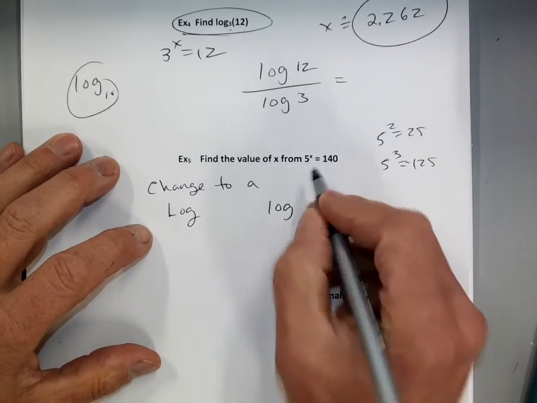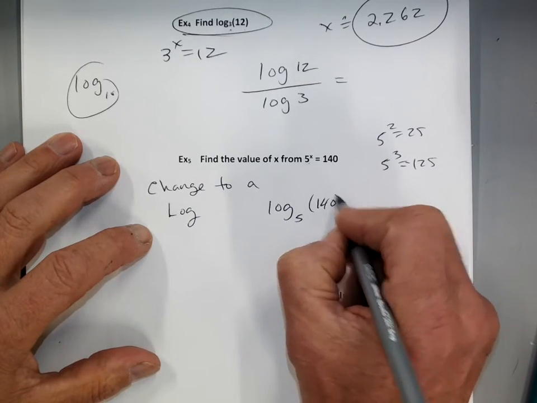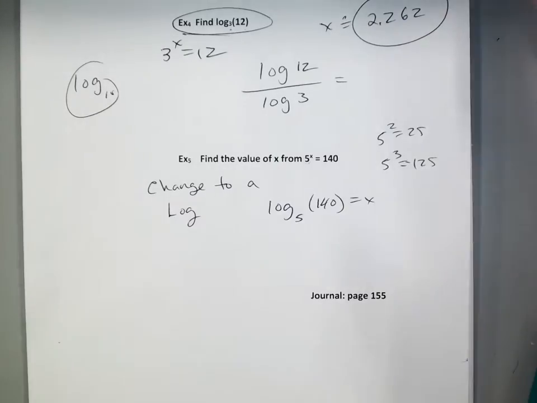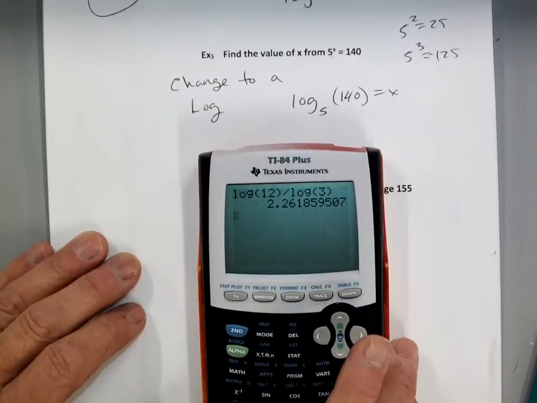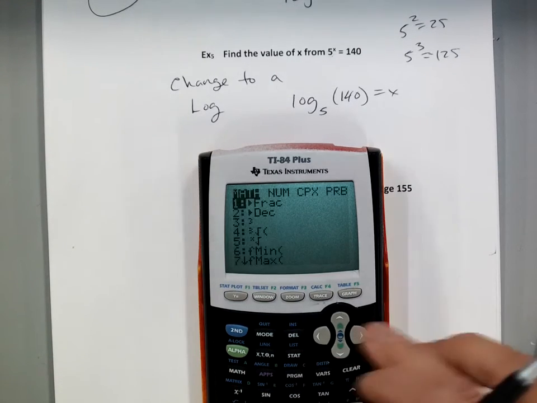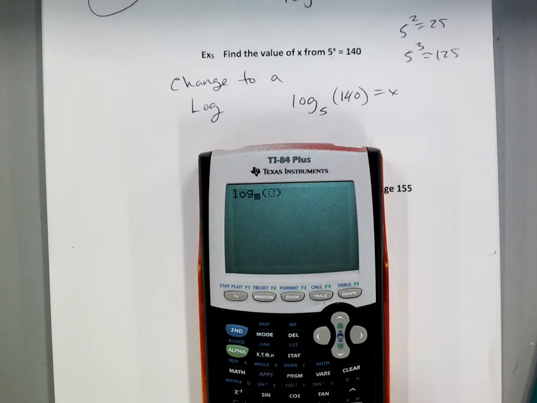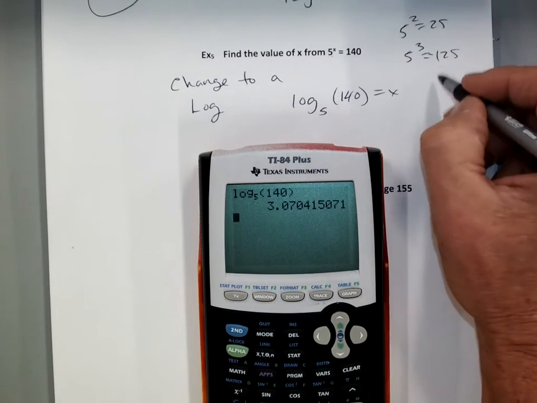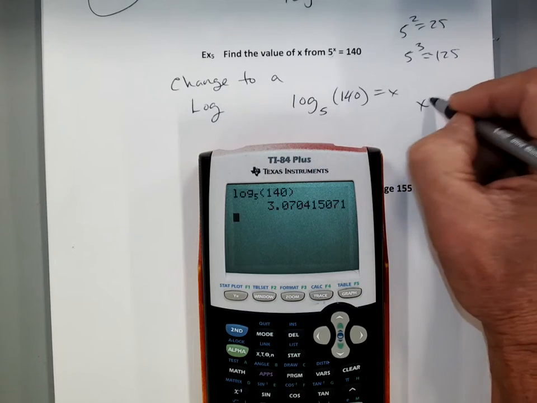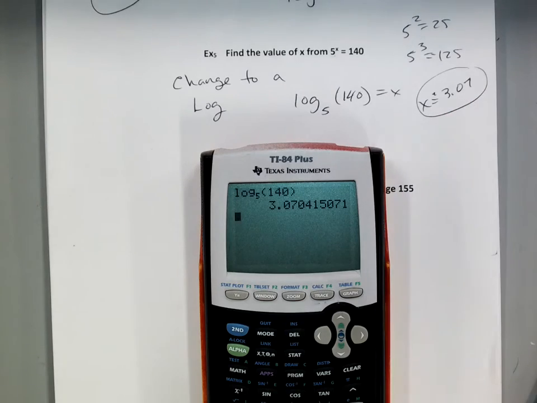I'm going to go log base 5 of 140 equals x. Okay, again, if you have the fancy dancy calculator, boom, you just go, okay, I can do that. So if you have this super cool fancy dancy calculator, you could go straight to log base 5 of 140. Boom, you get the answer. About a 3. I knew it was 3. So I get x to equal about 3.07, approximately.